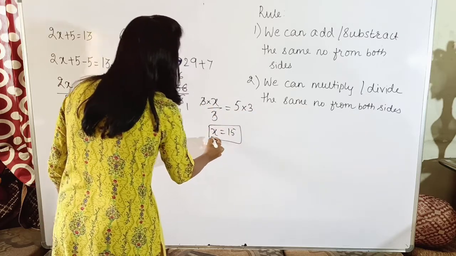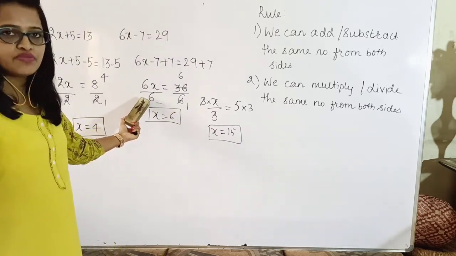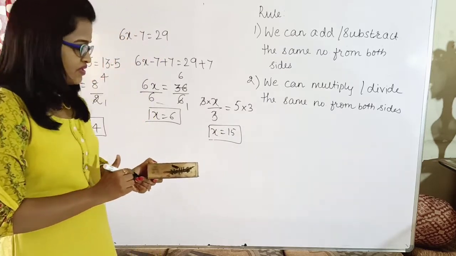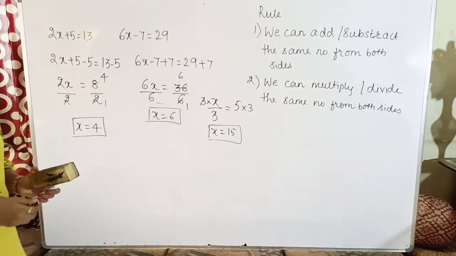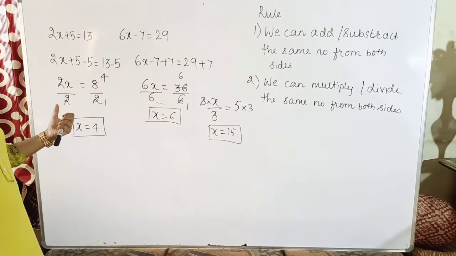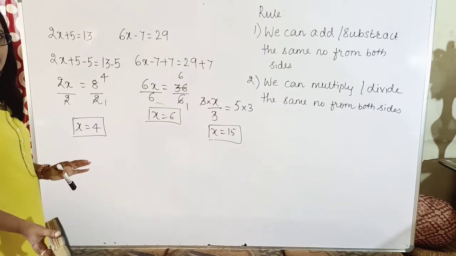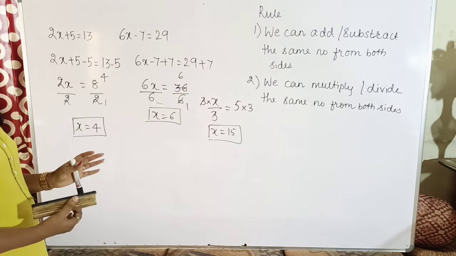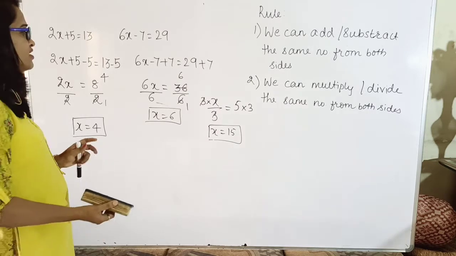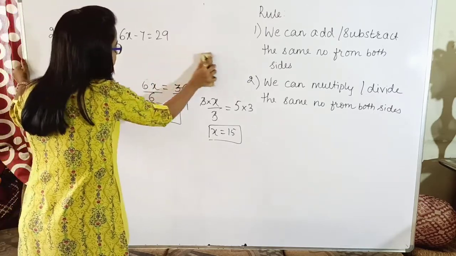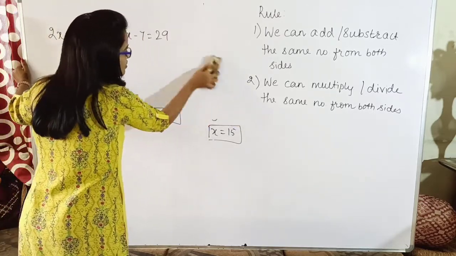So this is the second rule. Here I had divided by the same number without affecting the value. Similarly, here I have multiplied by the same number without affecting the value. Okay. So these are the two rules to solve for the value of x. Either you can add a same number on both sides, or you could subtract a same number from both sides. Similarly, you can also multiply the same number on both sides, whereas you can divide the same number from both sides.